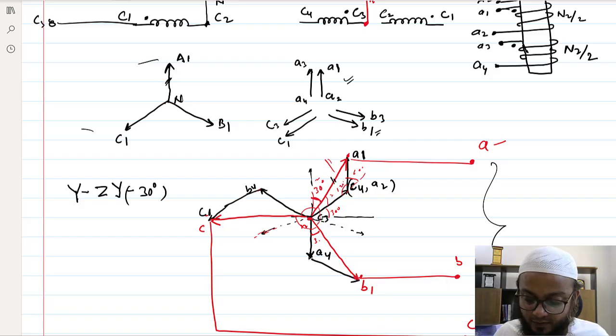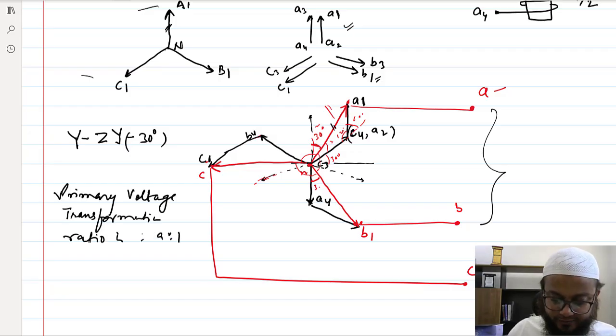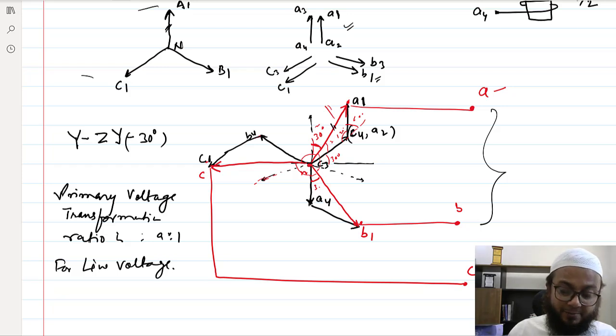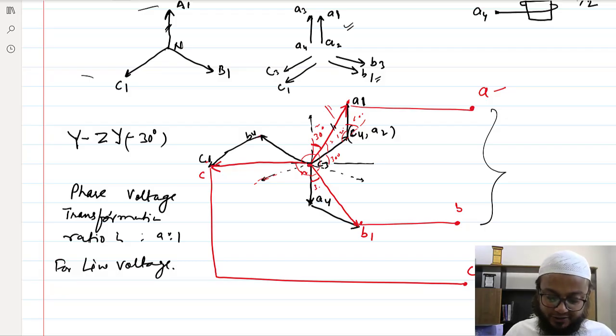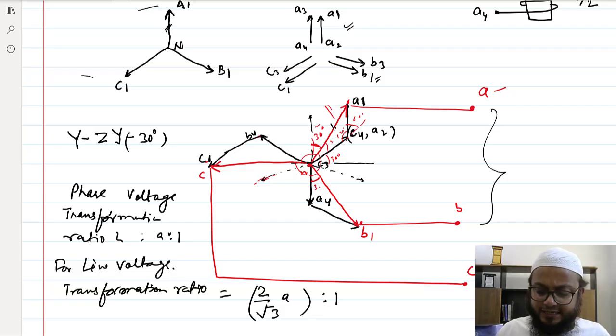So this combination is basically, I would say, star, zigzag star with minus 30 degrees. Okay, and if you see the transformation ratio, let's say the phase voltage transformation ratio is A:1, then the line voltage transformation ratio would be 2/√3 A:1. Okay, you can easily compute that one.